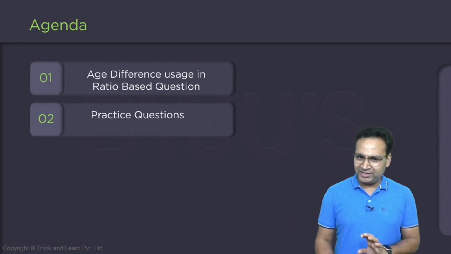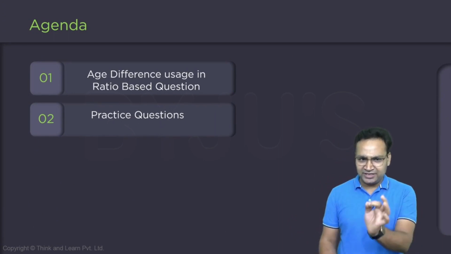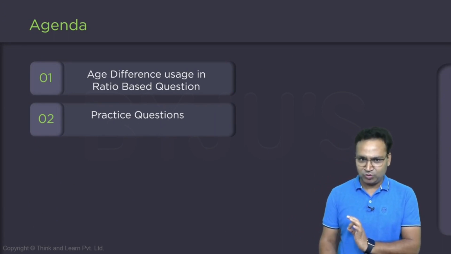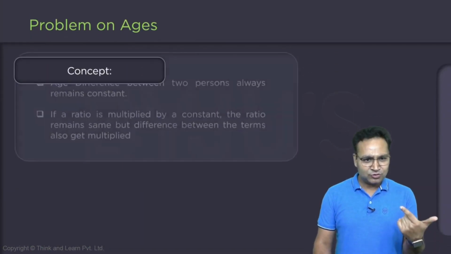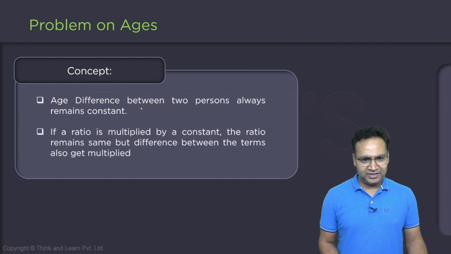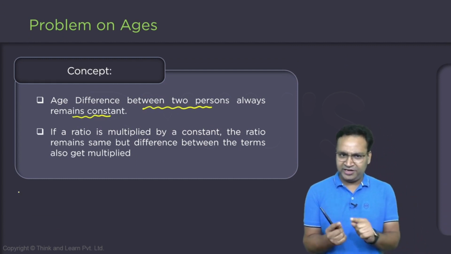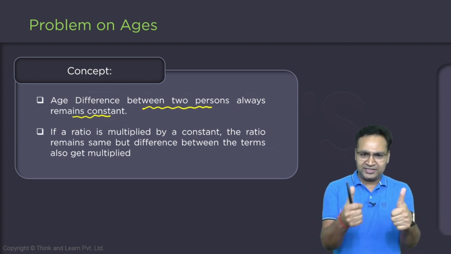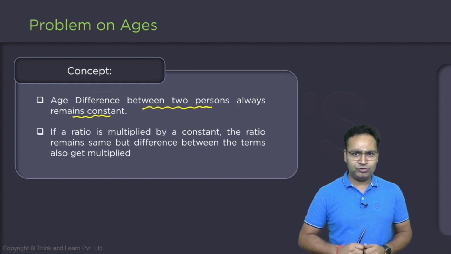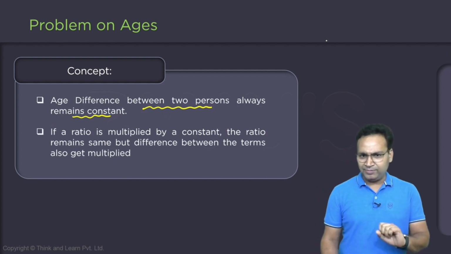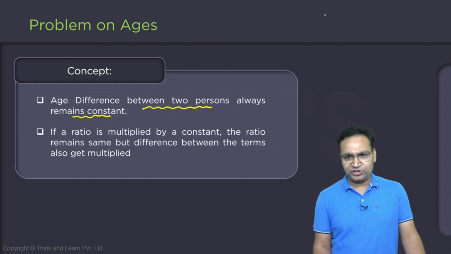The agenda is very simple: how to use age difference in ratio-based questions. Then we will look at the practice questions. So the concept is simple. The age difference between two persons always remains constant. We already discussed this particular concept in the previous class. What's new that we are going to use today is, tell me guys, if I tell you there are two ratios, one is 2 ratio 3 and one is 4 ratio 5.